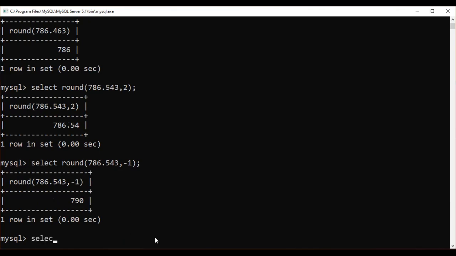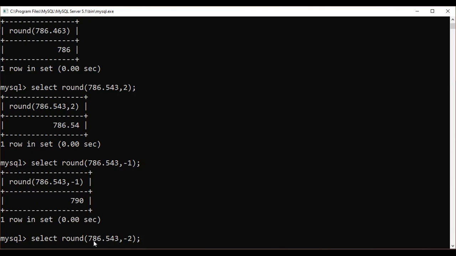If I say select round of 786.543, -2, what will be your output? So right now your cursor is here, in this position 7. Immediately to the right is the number 8. This position has to be circled, or both the numbers have to be circled.